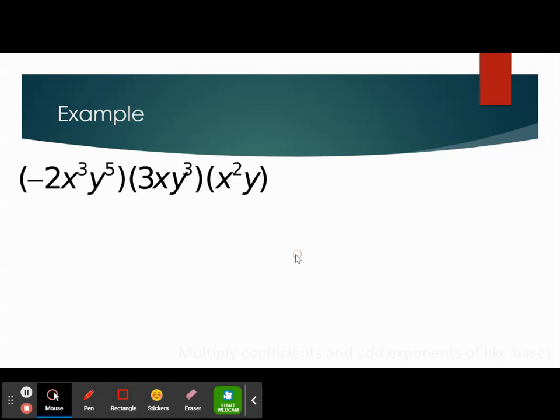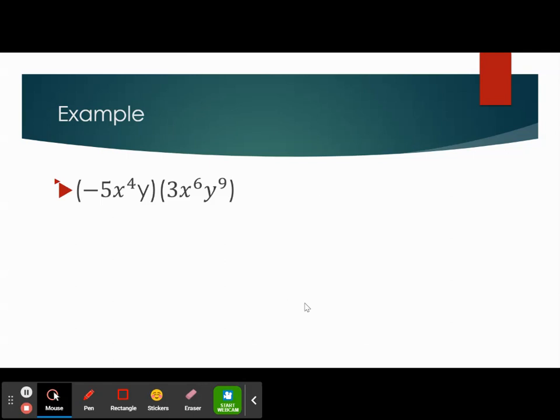Okay. All right, the next one you need to do, remember, if there's coefficients in the front, you multiply those first, and then you add the exponents of like bases. Okay. All right, here's your next one. Write that problem down. Negative 5x to the 4th y times 3x to the 6th y to the 9th. All right, so write that one down.